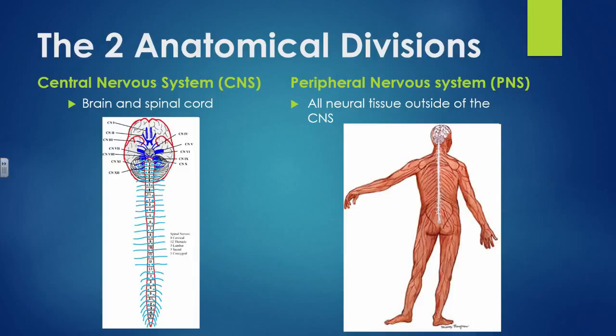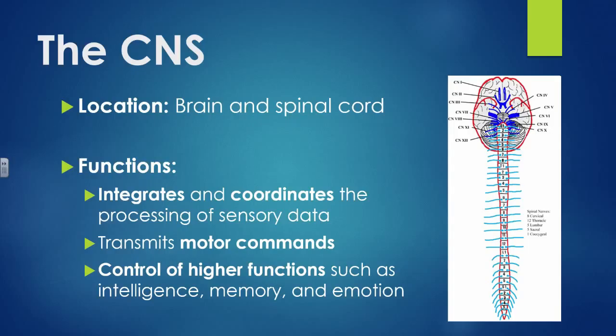So those 2 anatomic divisions of the nervous system are the central nervous system, or the CNS, and the peripheral nervous system, or the PNS. So the CNS can be found in the brain and the spinal cord, and exclusively those 2 structures.